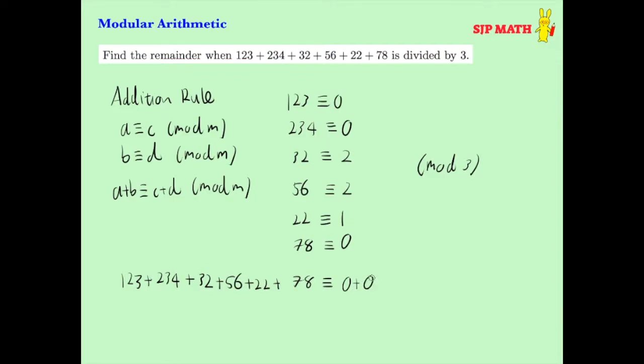0 plus 0 plus 2 plus 2 plus 1 plus 0, and this adds up to 5. And 5 has a remainder of 2 when divided by 3. So 5 is congruent to 2. So this is congruent to 2 mod 3. So we can conclude from this that this sum is congruent to 2 mod 3, which means that this sum has a remainder of 2 when divided by 3. So the answer to this question is 2.